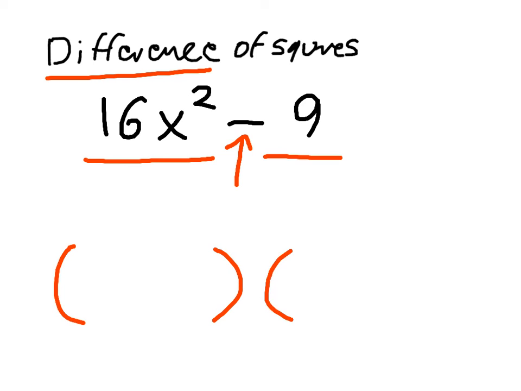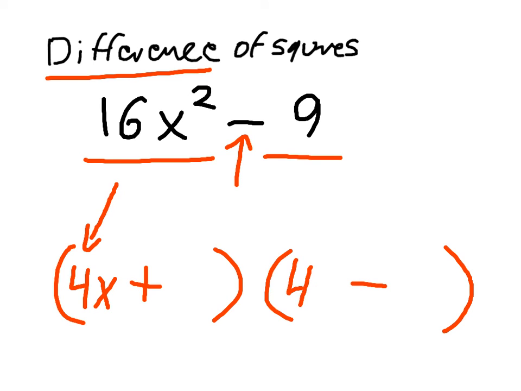So in order to break this up, we are creating two brackets. One bracket will have a plus in the middle, and the other bracket will have a minus in the middle. And we're taking the square root of 16, which is 4, and the square root of x squared, which is x. So that is going to be your first number. And we're taking the square root of 9, which is 3, which is going to be your second number.